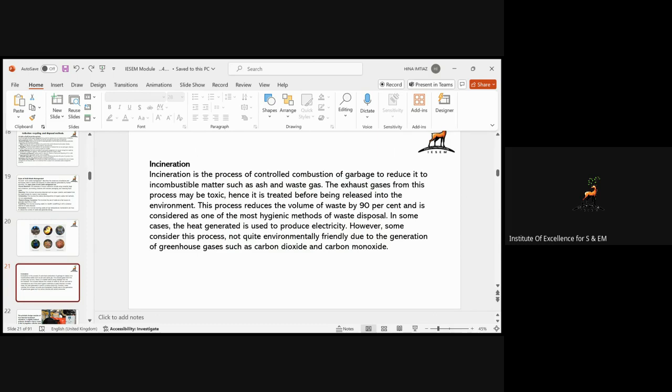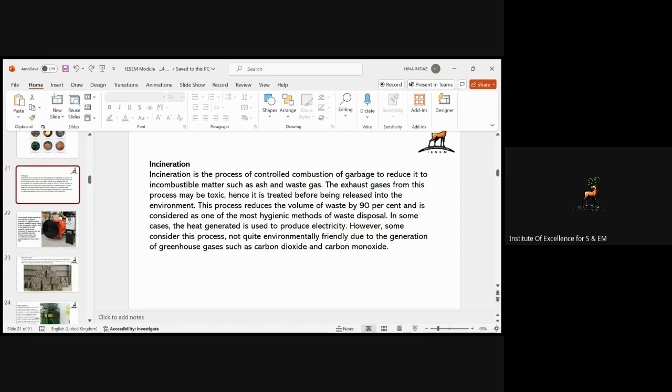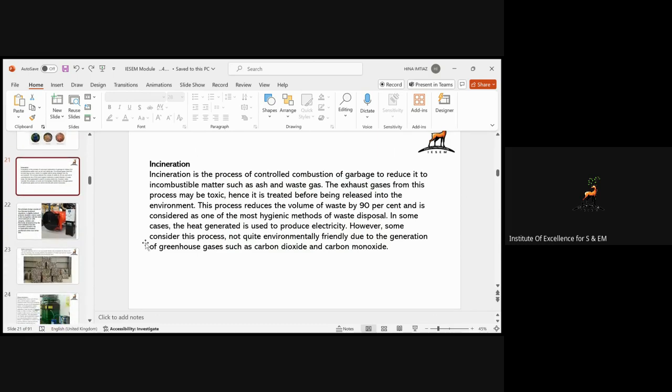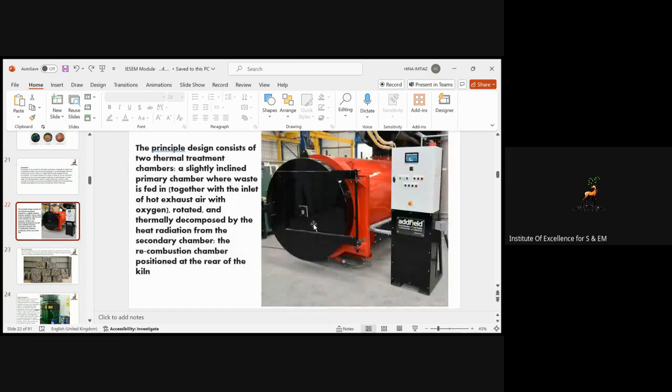However, some consider this method not quite environmentally friendly because there is a generation of greenhouse gases such as carbon dioxide and carbon monoxide when we are incinerating the waste. So these two gases are produced, but again it's very helpful to manage our waste.